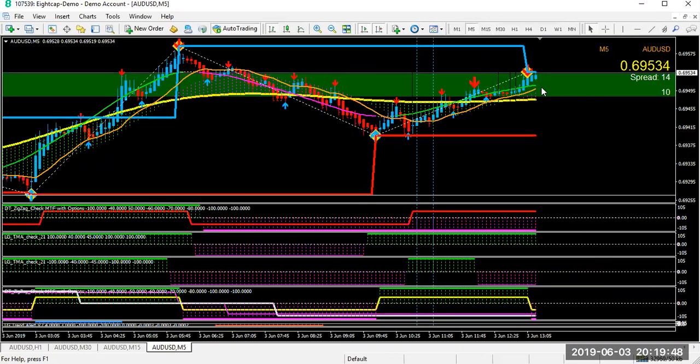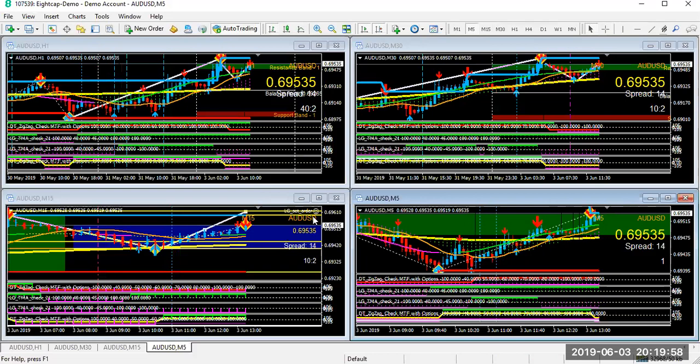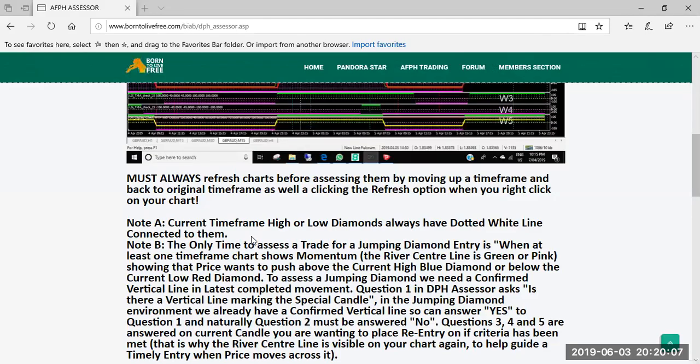We have a jumping diamond scenario. M5 is going to be a jumping diamond. Okay. As well as that, M5 has its own green center line. You have green center lines in all time frames. M30, M15, and H1. And the clincher is that M15, it's an uncompleted confirmed blue vertical line. So, sorry, it just got a diamond. Yeah.